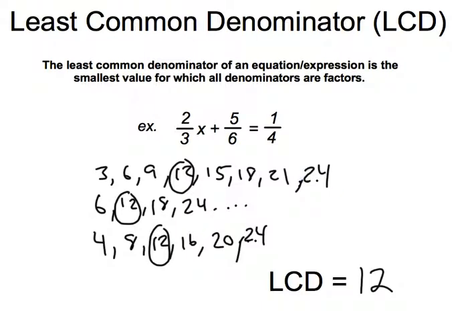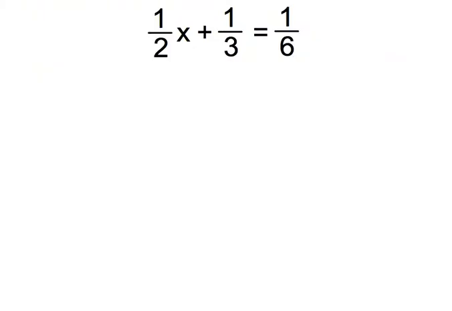All right, so what do you do with the LCD if you find it out? Well, let's use that LCD to clear out fractions. So first, let's figure out the LCD of this equation. So what is the smallest number that 2, 3, and 6 are all factors of? Or what's the smallest number that you can divide by 2, 3, and 6? In this case, to save a little bit of time, the LCD is 6. You can divide 6 by 2, you can divide 6 by 3, and you can divide 6 by 6.